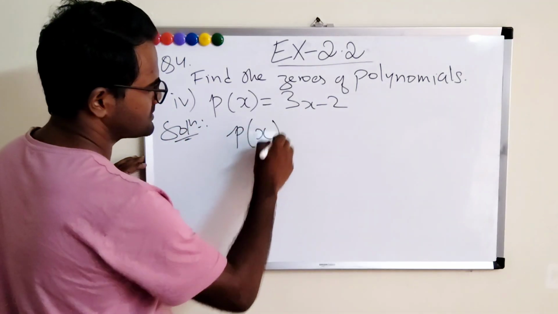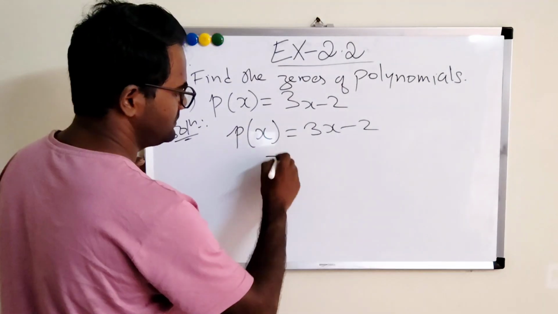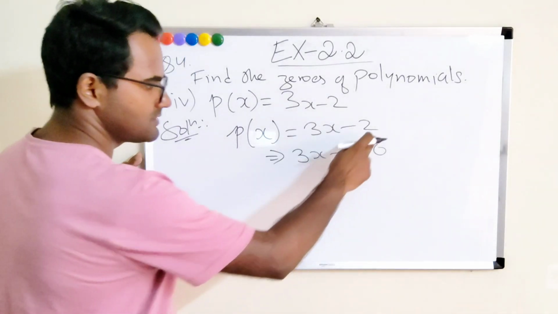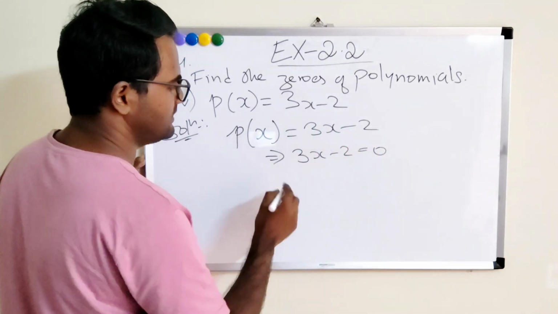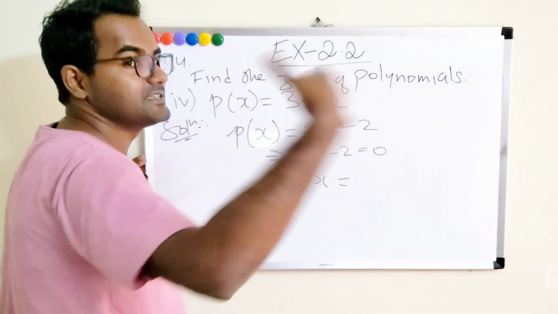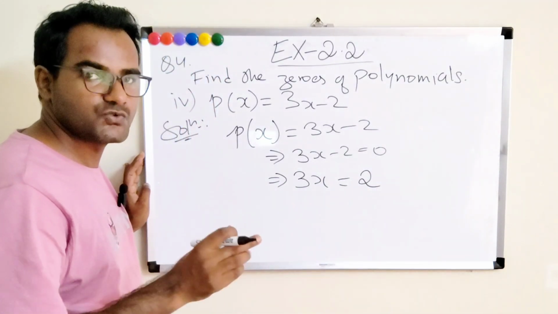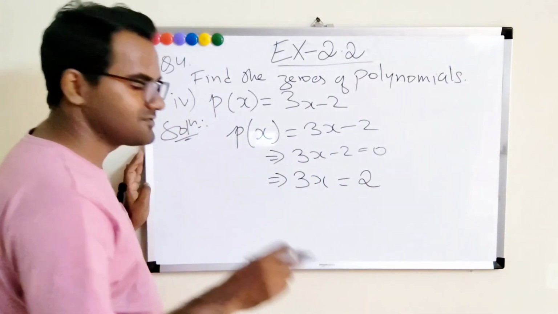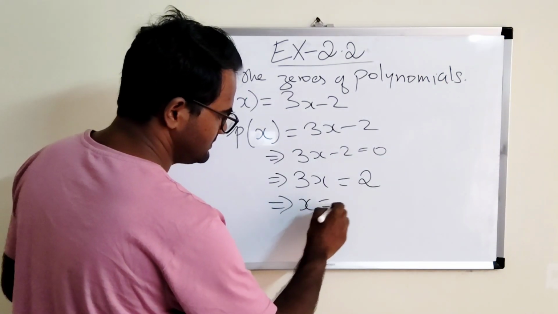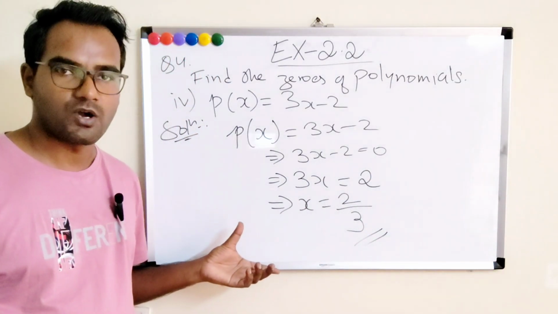p of x equals 3x minus 2, right? Then after that, what do we do? We will write 3x minus 2 equals 0. Then we'll keep this 3x on the left hand side, and we'll send this minus 2 to the right hand side. That is, it will become plus 2 because it has changed its side from left hand side to right hand side. Now if we write x here, it will be 2 by 3 on the right hand side. So this is your required answer.